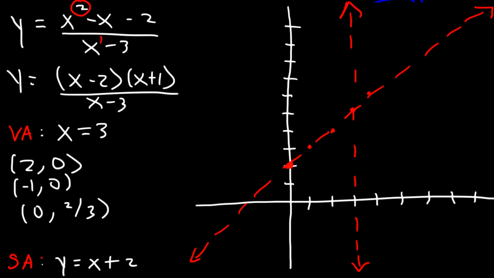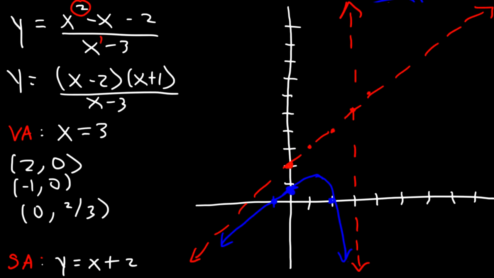Now let's plot the points that we have. So we have an x-intercept at 2, 0, and another one at negative 1, 0, which is here. And the y-intercept is 0, 2 over 3, which is just under 1. So somewhere in this region. So the graph is going to follow the intercepts. So it should look something like this. And that's just a rough sketch, but it has to pass through those points. I mean, it could be like this, could be like that, we don't know, but this is acceptable.